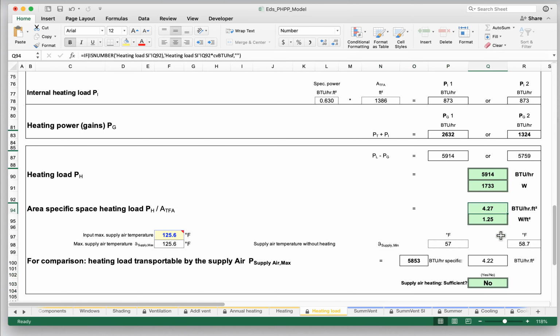Notice 4.27 is higher than 4.22. So obviously we won't be able to heat our building using this supply air. We can get close, but we can't quite supply all the heating for that peak condition.